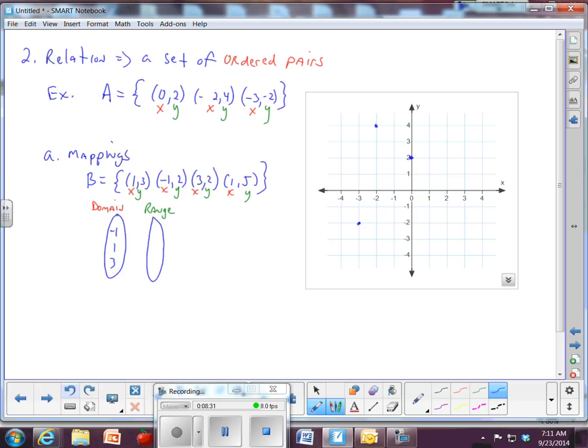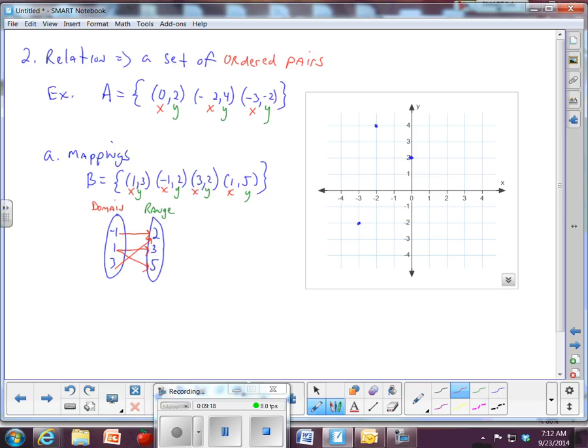I'm going to do them in the order that they're listed. So I'm going to do 2 here, and then 3, and then 5, right? 2, 3, 5. The last thing you want to do in your circle graph is actually do the mapping. The mapping are arrows from the domain to its range. So -1 is mapped to 2, so we get an arrow from the -1 to the 2. It just shows the pairs. That's all you're doing here. 1 is mapped to 3, but 1 is also mapped to 5. And then finally 3 is mapped to 2.